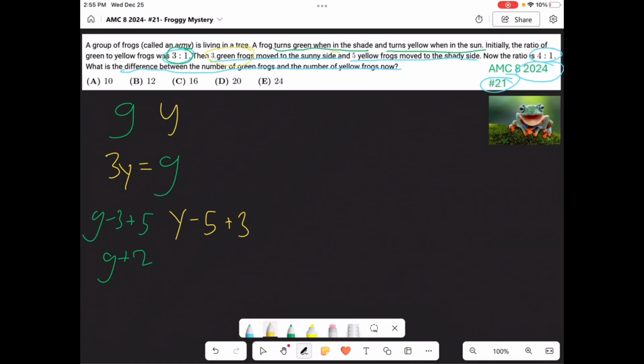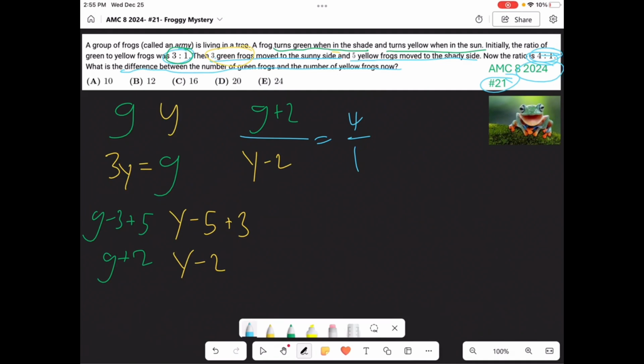So now putting green frogs over yellow frogs, this is just g plus 2 over y minus 2 equals 4 over 1, right? Because it says the ratio of green to yellow frogs now will be 4 over 1. So now, how can we solve this? Well, first we need to get the values of g and y, so we can plug them back into this equation and find the difference of number of frogs.